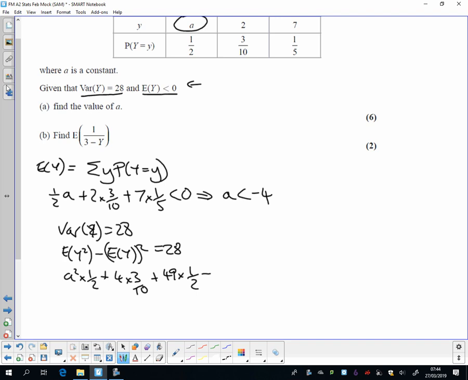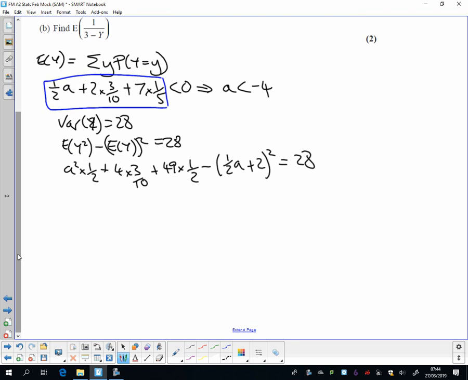This was my formula for the mean. If you simplify that, it simplifies to a half a plus 2 squared, and that must be equal to 28. We can then expand and simplify all of that, and rearrange to get a quadratic equation, which you can solve in any of your usual quadratic methods. These days you can just put that in your calculator. So you get a is 14 or negative 6.